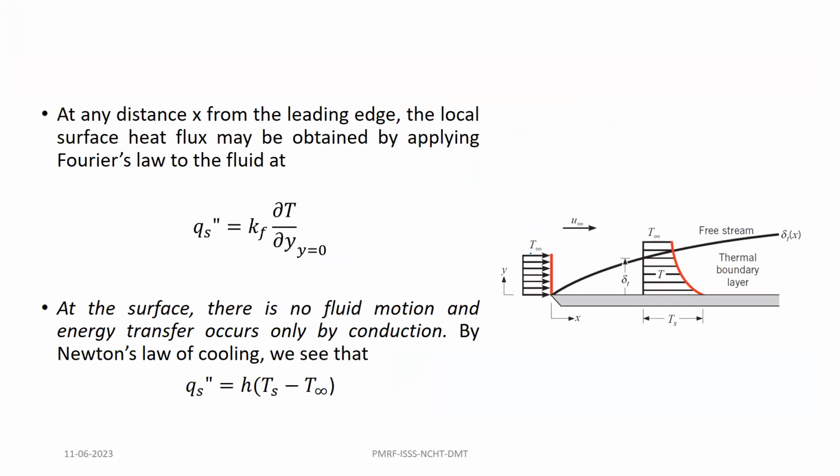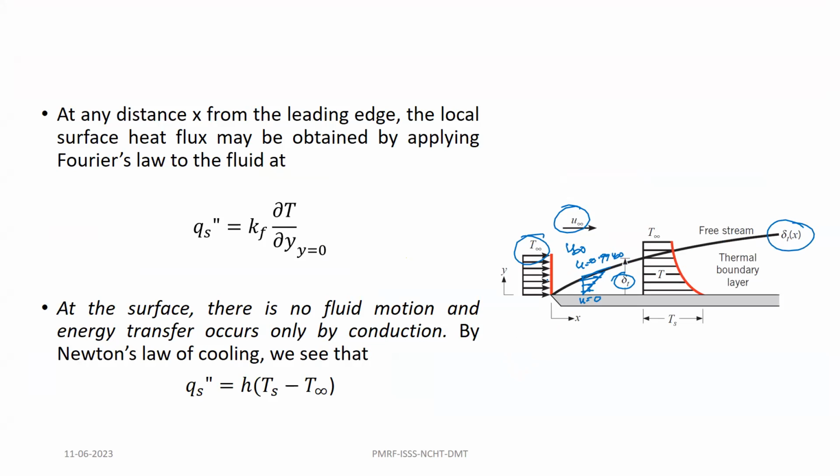Another aspect you should look at is, suppose U infinity is the free stream flowing, the temperature is also carried along with the free stream velocity. So there is a thermal boundary layer as well as a velocity gradient here. Here U is 0 and here U is equal to 0.99 U infinity at the boundary. Outside it is U infinity. You can see delta T of X that is created here.